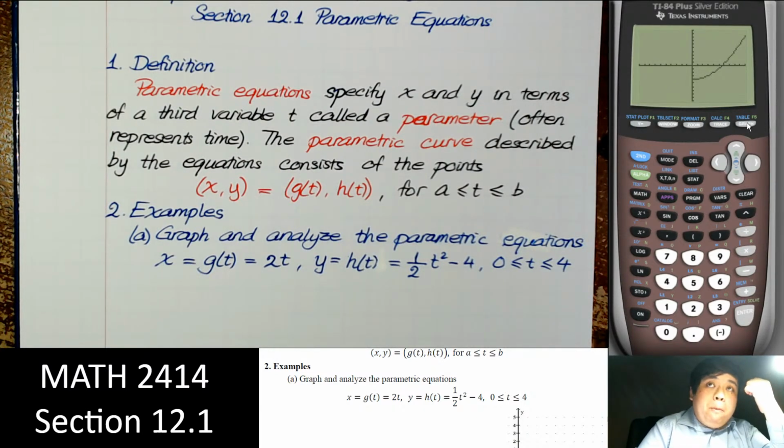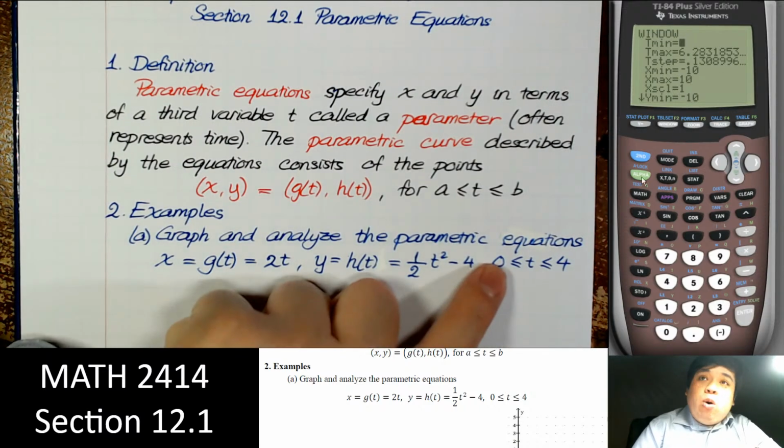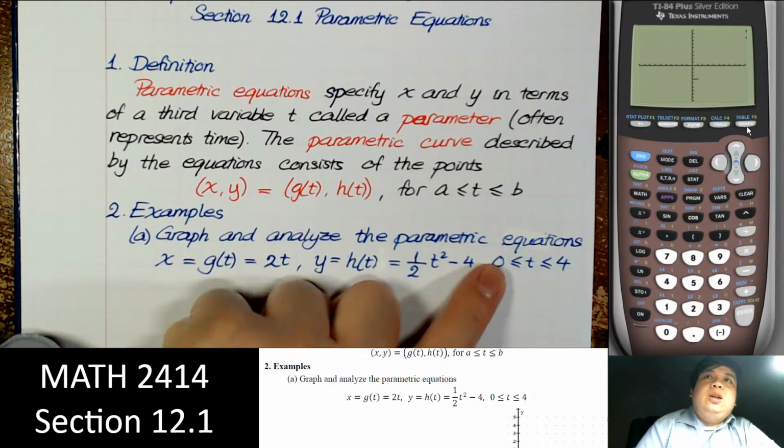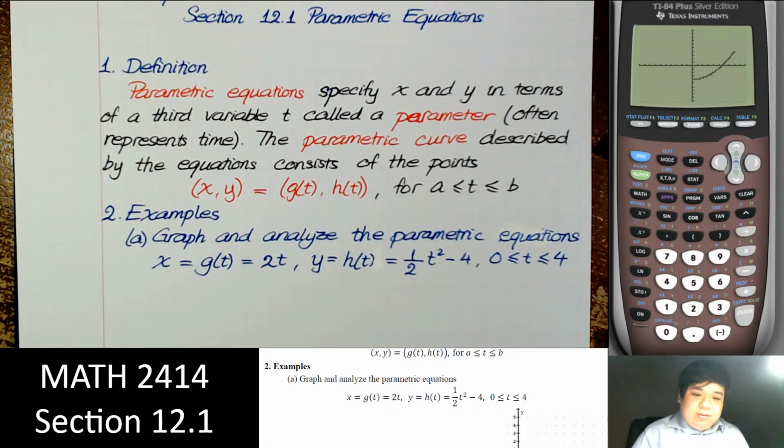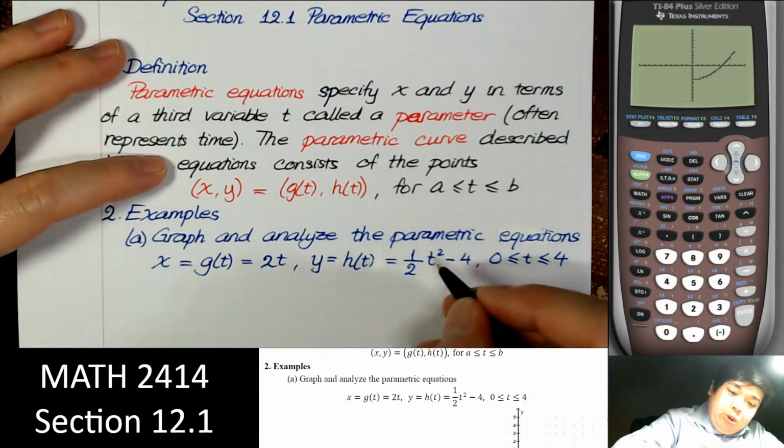That's good and all, but let's go to the window. t goes from 0 to 4, and let the increment be 0.01. So we graph, and the graph is like that, right? So we just sketch it real quick.